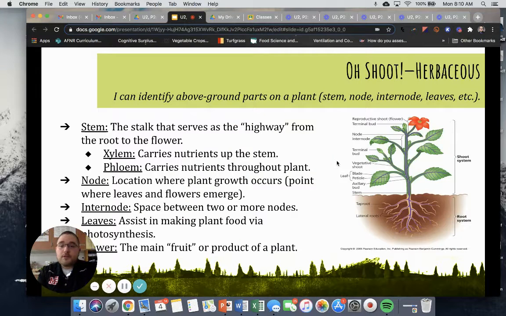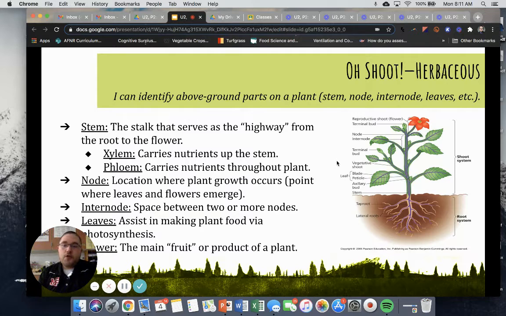So we have our herbaceous plants. These are the key parts of a herbaceous shoot system. First we have our stem. The stem is the stalk that serves as the highway from the root to the flower. There are two key parts of the stem: the xylem and the phloem. Xylem carries nutrients up the stem. Phloem carries nutrients throughout the plant. The way I like to remember it is a xylophone. If you're going from a low note to a high note, xylem carries nutrients up the stem. Phloem flows throughout the plant.